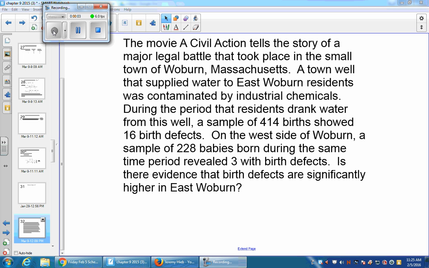All right, let's do an example. Civil Action, a movie, tells the story of a major legal battle that took place in the small town of Woburn, Massachusetts. The town well that supplies water to East Woburn residents was contaminated by industrial chemicals. During the period that residents drank water from this well, a sample of 414 births showed 16 birth defects. On the west side of Woburn, a sample of 228 babies born during the same time period revealed 3 with birth defects. Is there evidence that birth defects are significantly higher in East Woburn?